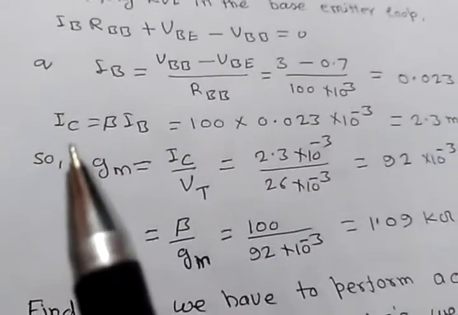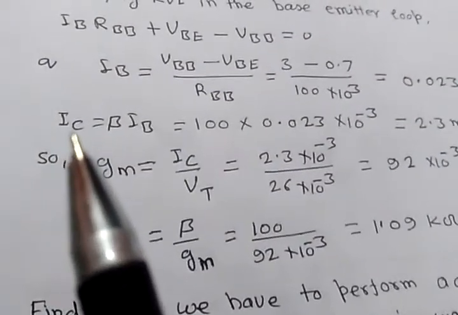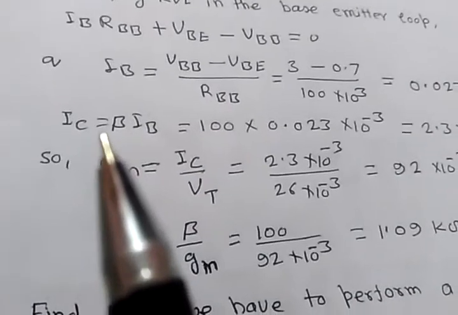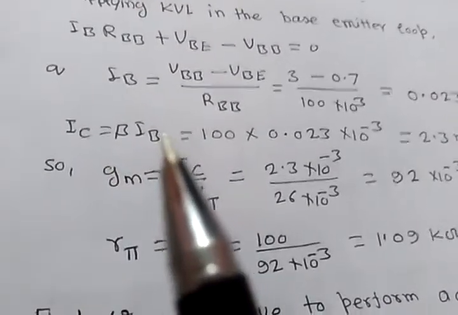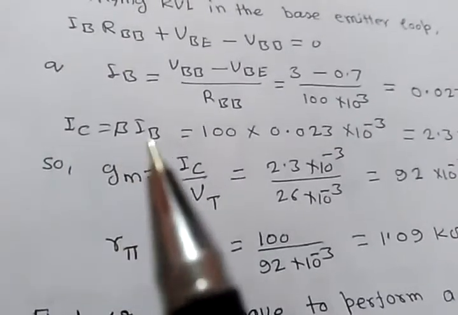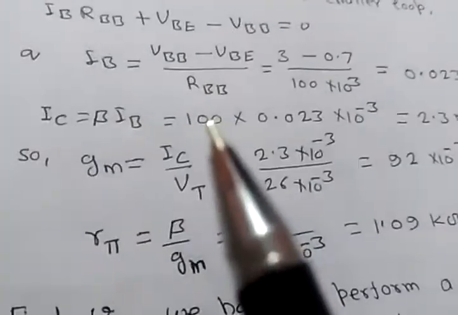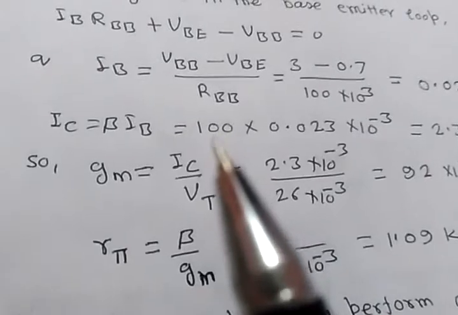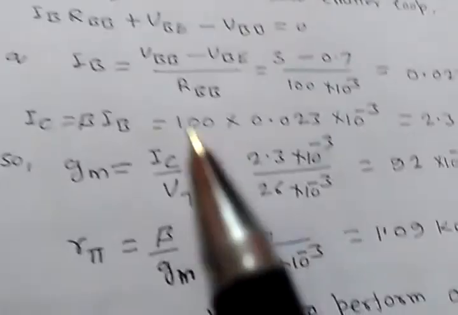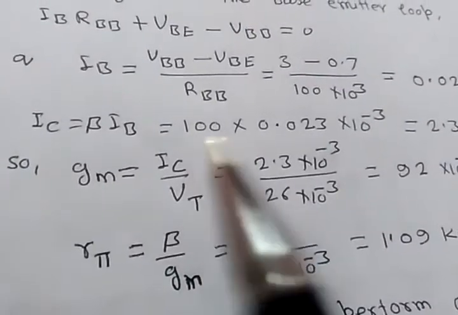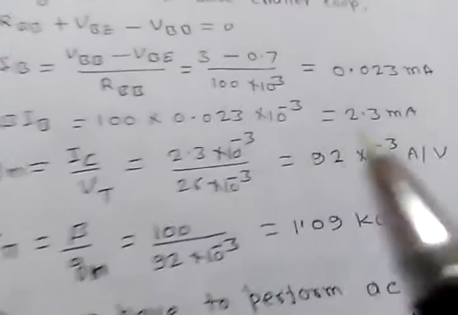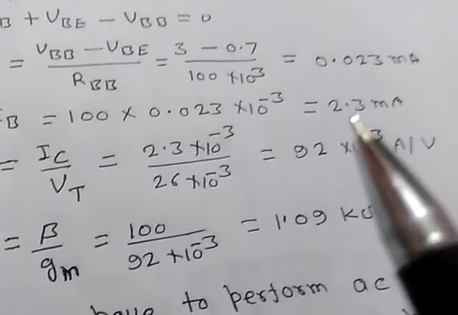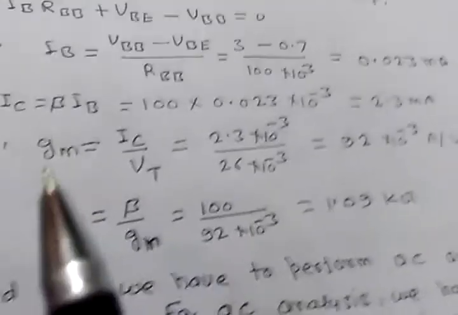We already know the collector current IC is related with the current amplification factor beta and the base current IB as IC equals beta IB. The value of beta is given in the problem as 100. So put the values of beta and IB. In this way we can calculate IC equals 2.3 milliampere.